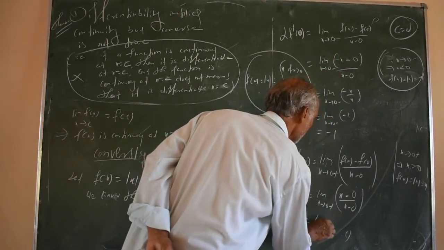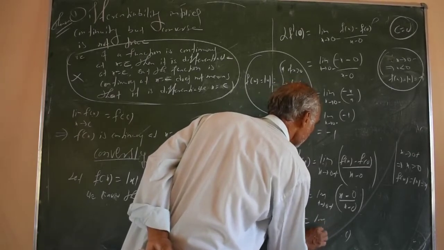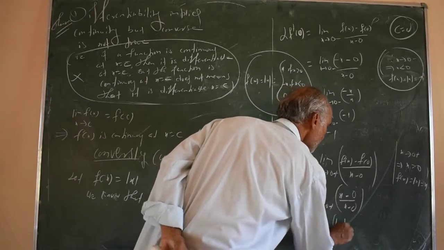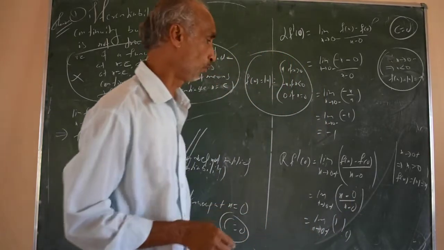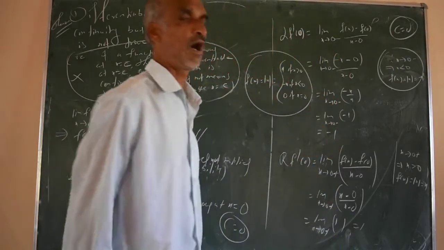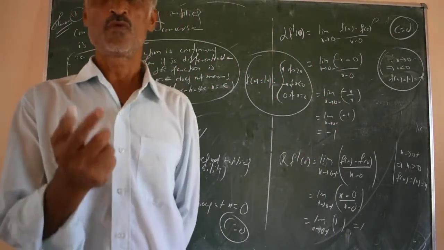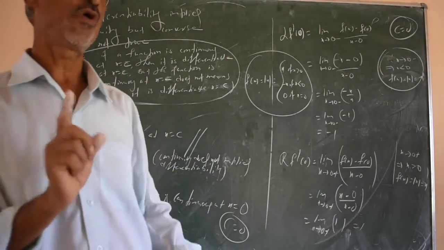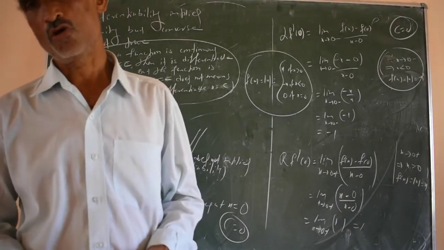And the limit x tends to 0 plus of x upon x is 1. Limit of 1 is 1. Therefore LHL is minus 1, RHL is plus 1. Therefore f dash of 0 LHL is not equal to RHL. Therefore f dash of 0 does not exist.